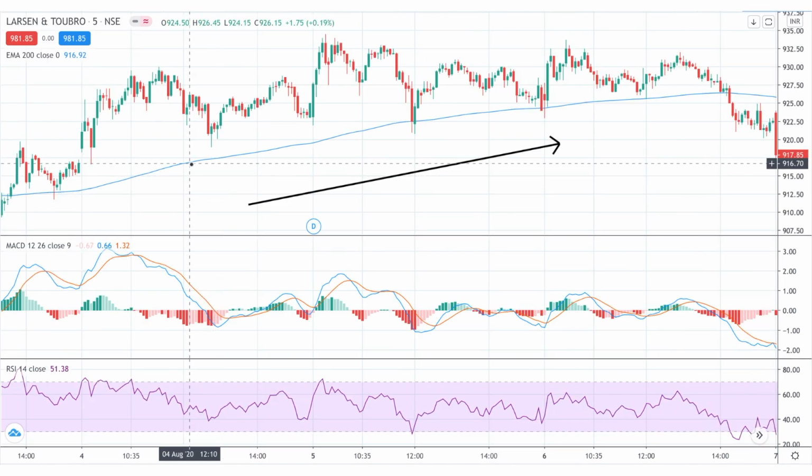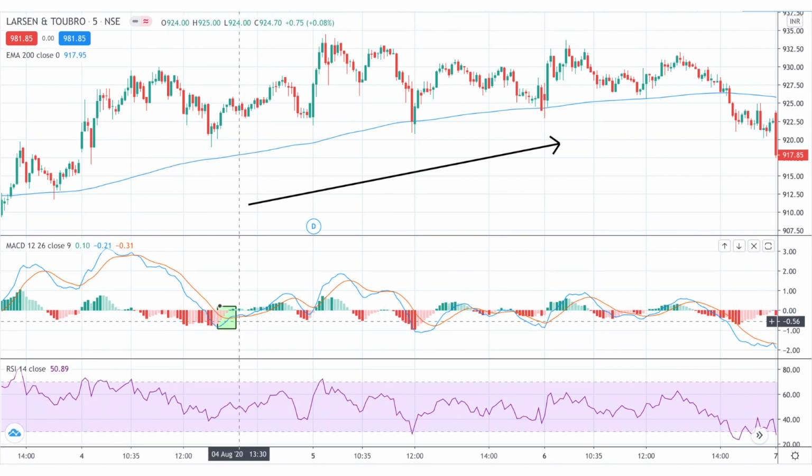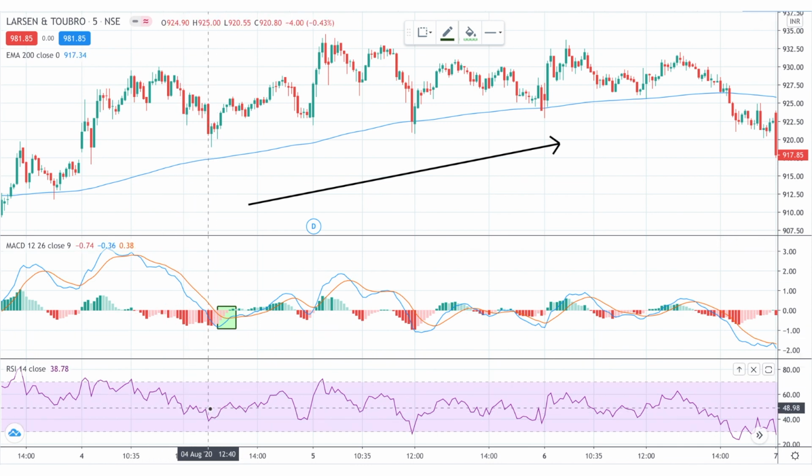Now when it is an uptrend, we are looking only for buying opportunities. We want to avoid any short selling opportunity. So in this case, we have an opportunity here where the MACD line crosses the signal line from the bottom. The RSI indicates that it is towards being oversold. Directly above is where we take a position.